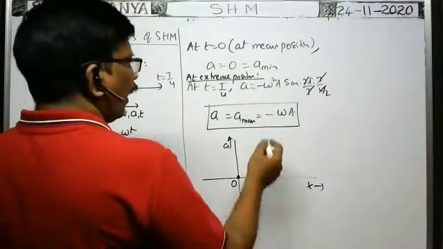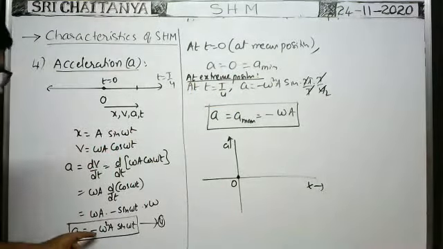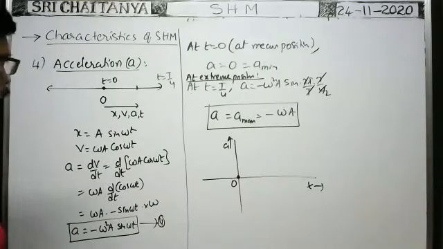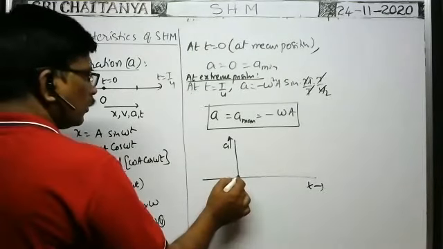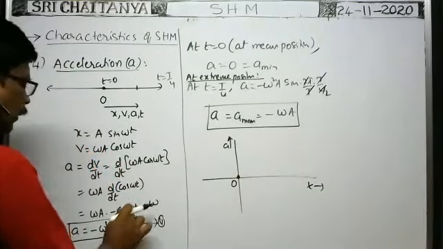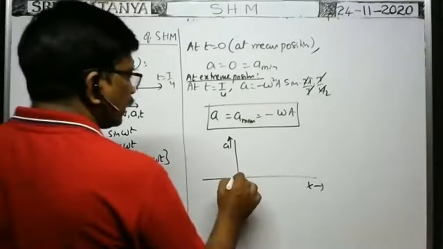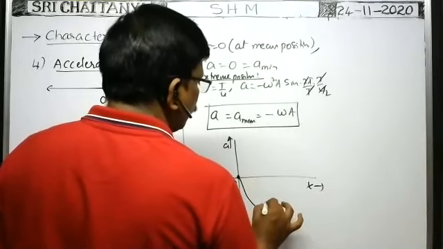So already we know A is constant. So a is equal to minus omega square A sin omega t. So here at t equal to 0, acceleration is 0. When time increases, acceleration is negative, but the negative value increases. That's why you'll get the graph like this. The negative value increases.